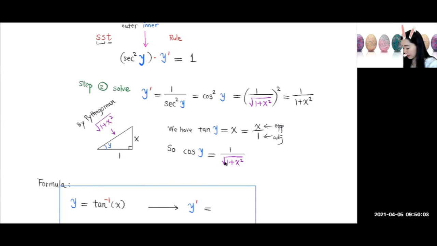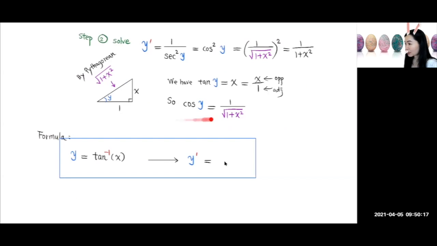You put this back over here, so you get cosine squared y equal to the square of 1 over the square root of 1 plus x squared, which is equal to 1 over 1 plus x squared. We have done all this work. Now we can use it as a formula. So for inverse tangent of x, the derivative is 1 over 1 plus x squared.